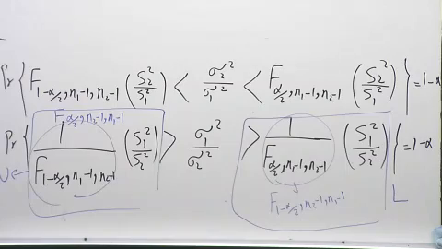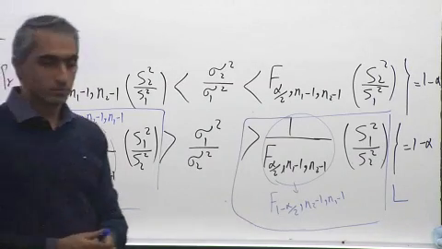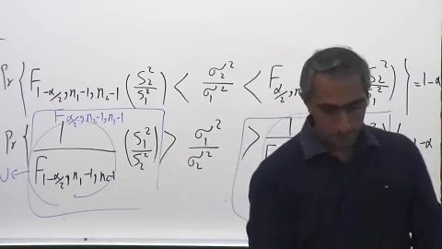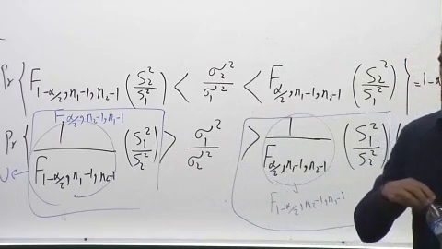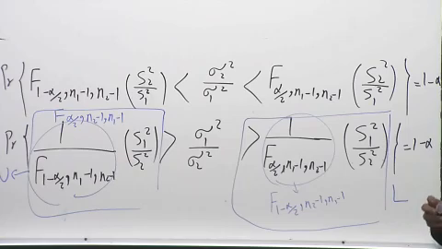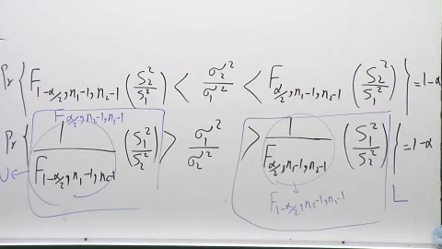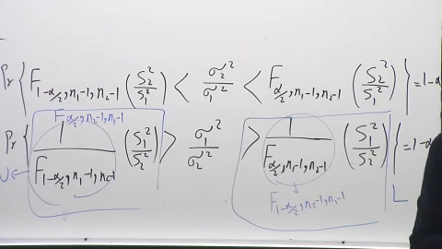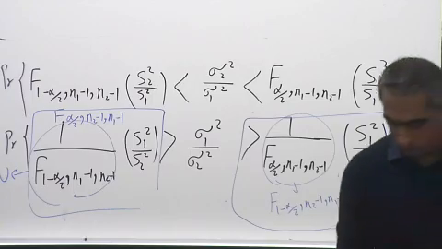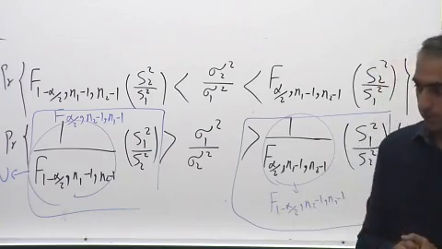Does it make sense? Any questions? That's how you get basically the confidence interval. For lower bound, you just replace alpha over 2 with alpha. You good? Okay. So one example.